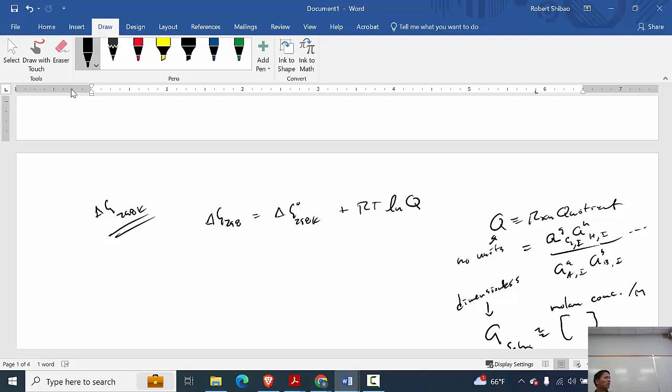We know what R is. R is just the gas constant, 8.3145 joules per mole Kelvin, and T is just the temperature. And so we can calculate delta G. Okay, that's delta G at 298. Now let's look at delta G at 298 Kelvin, and it's at equilibrium.